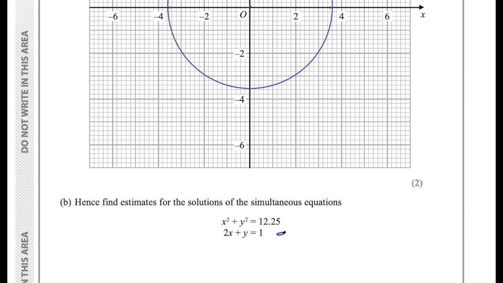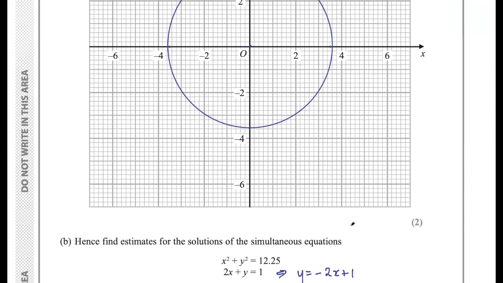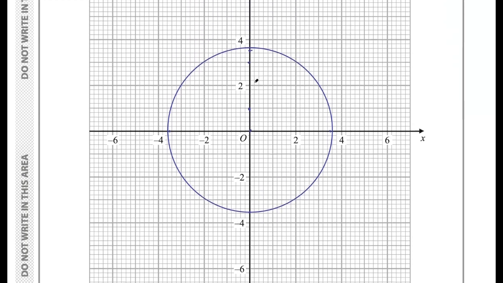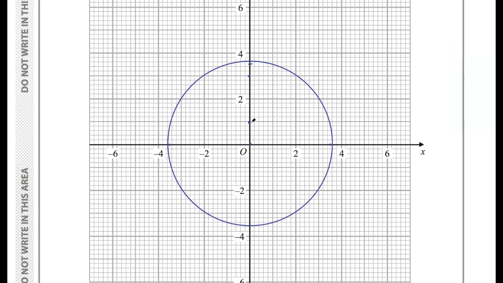Also, you can convert this into gradient intercept form. Maybe you're used to that. So this would be y equal to negative 2x plus 1. Then you can see the y-intercept is positive 1, which is here, and the gradient is negative 2. So for a gradient of negative 2, we go across 1 and down 2. So there would be another point, across 1 and down 2, and you have your straight line.